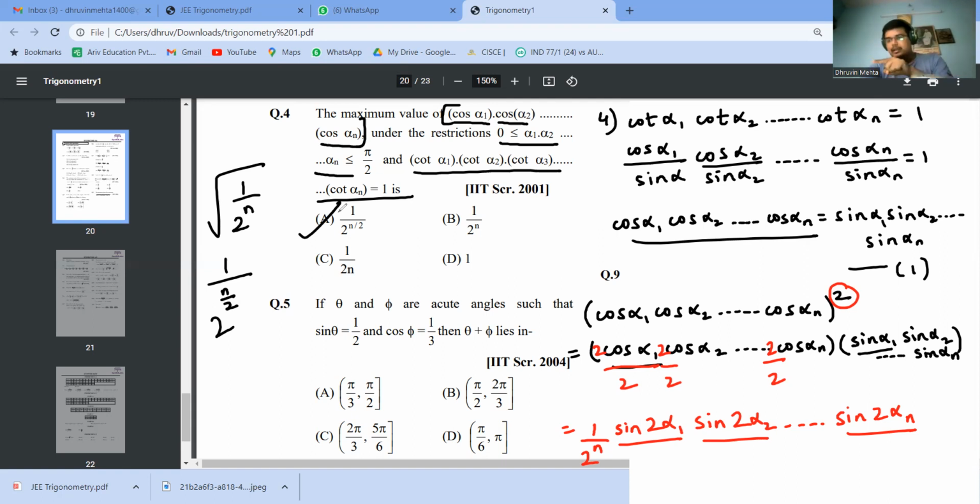In one bracket, instead of cos, I've written sine using equation 1. We did that to create the double angle formula. Then we multiplied and divided by 2, then we got sin 2 alpha 1, sin 2 alpha 2 up to sin 2 alpha n. So we did not square any equation, we have considered the square of an equation. We did that because we wanted to create sin and cos together so that we can get the double angle formula.